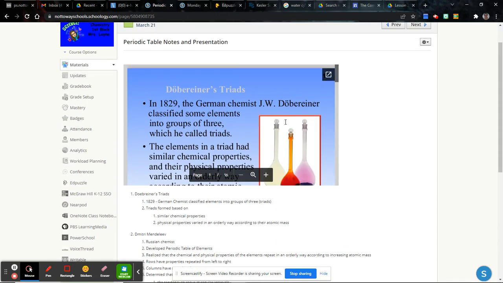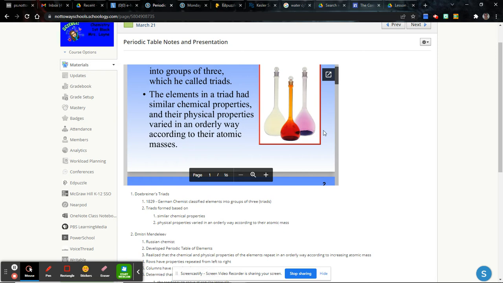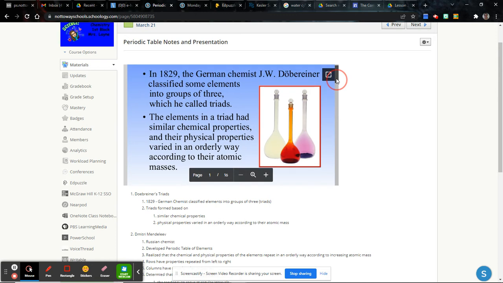So we have Dobereiner's triads. In 1829, the German chemist J.W. Dobereiner classified some elements into triads. He did this because during his experiments, he noticed that some of them had very similar chemical properties. And remember, chemical properties are not things that are just physically apparent.